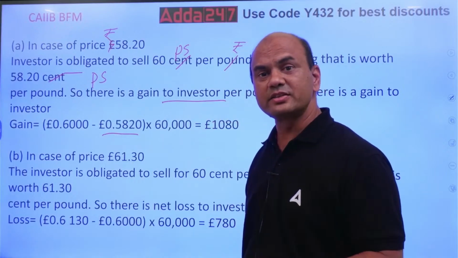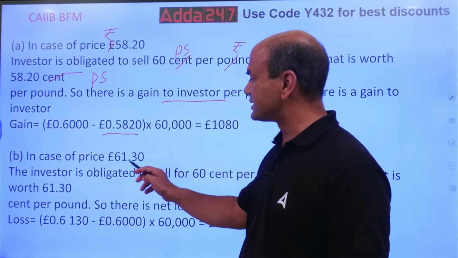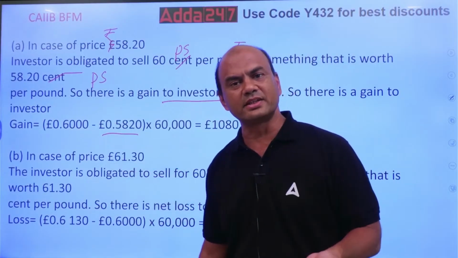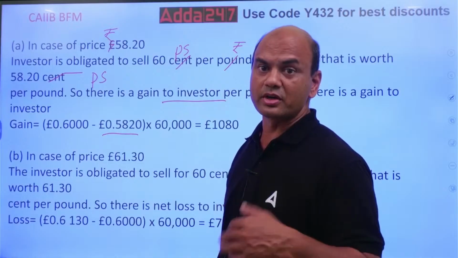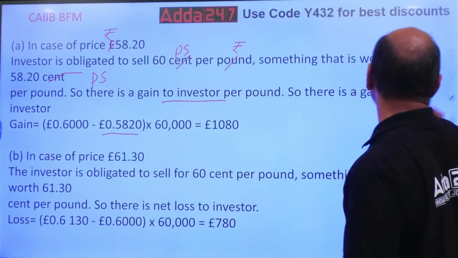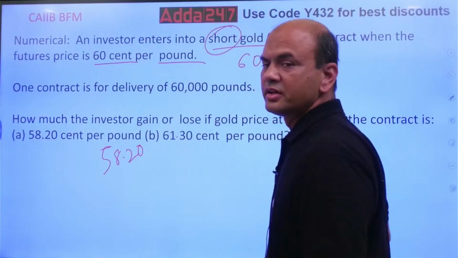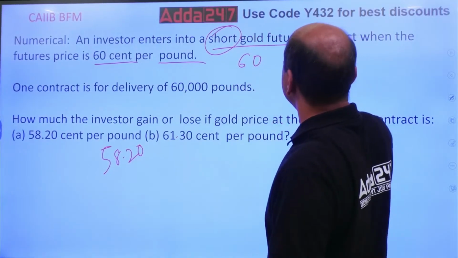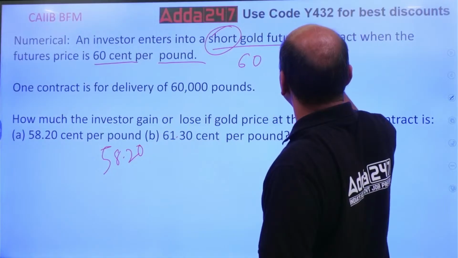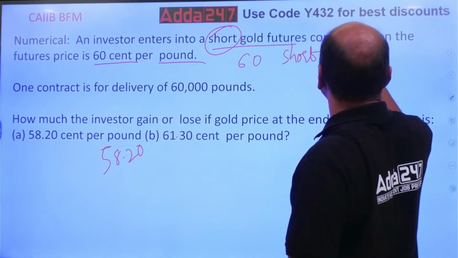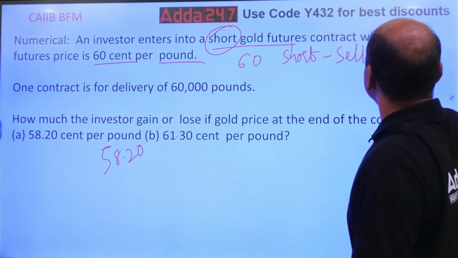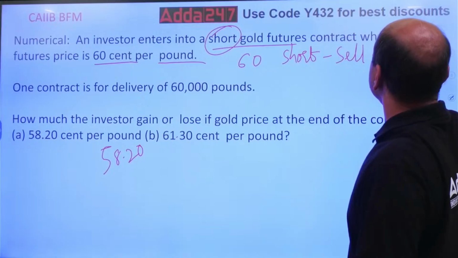Now second case is also similar one. Now the price is 61.3. So I have sold at 60. I have shorted. Shorted means what here? It's given short. What do you mean by this word short? Short means sell first. Here, understand this word short. Short means sell first. And then buy later. That is short.